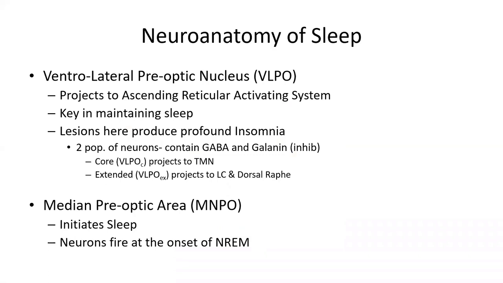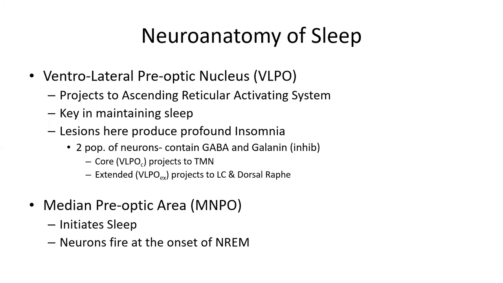Okay, so let's talk a little bit about the ventrolateral preoptic nucleus. This is what helps us maintain sleep. So it's really the median preoptic area that initiates sleep, and this set of neurons fire at the onset of non-REM. But it's the VLPO itself that helps us maintain sleep. This is located just above the optic chiasm.